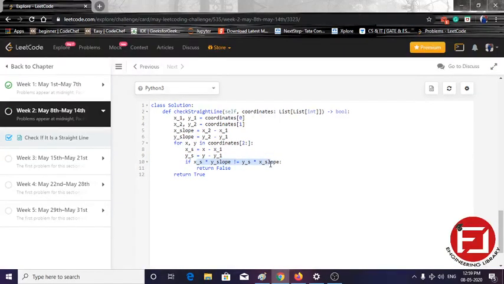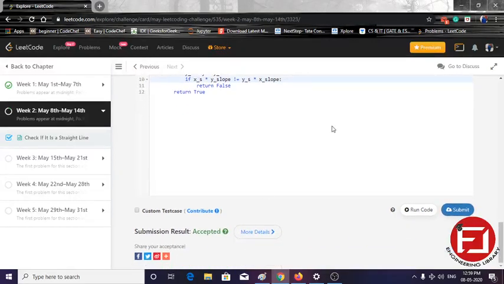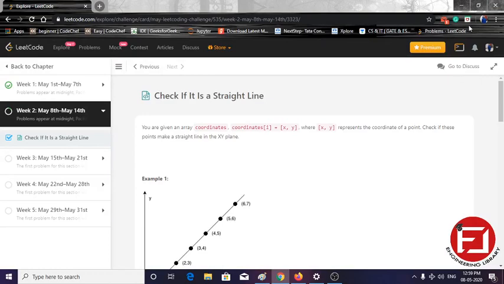The main concept of why we have done this: let me submit this, and I will show you why we are not dividing in the formula, why I have modified the formula, and why we didn't divide x by y. See, it's accepted.